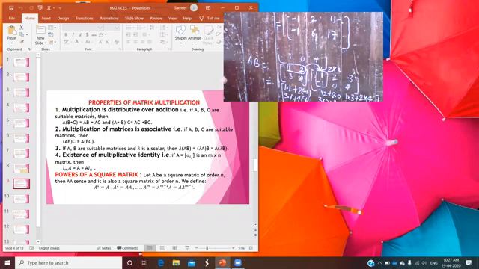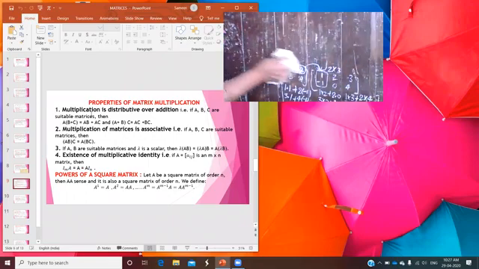Now, your next point is powers of square matrix. What do we mean by the powers of a square matrix? Suppose A is any square matrix of order n, then A square can be written as A into A. If you want to find the value of A square, you don't just take the square of each element. A square means A into A. That is a very important topic.